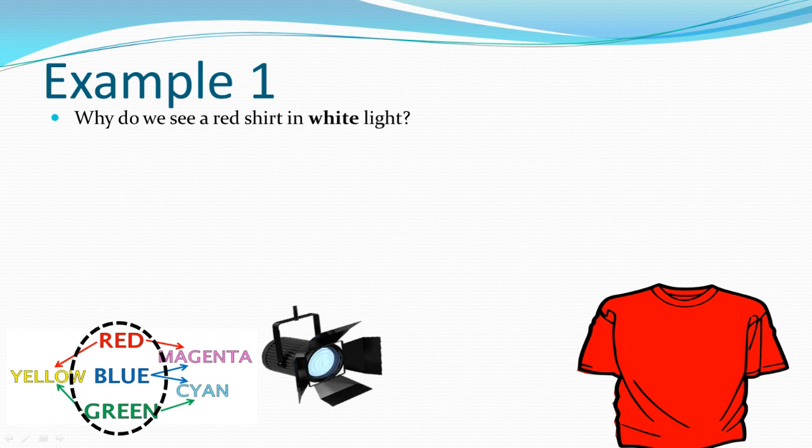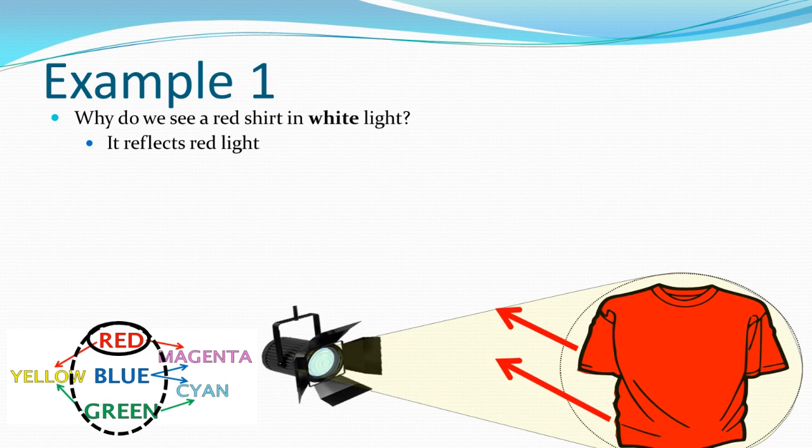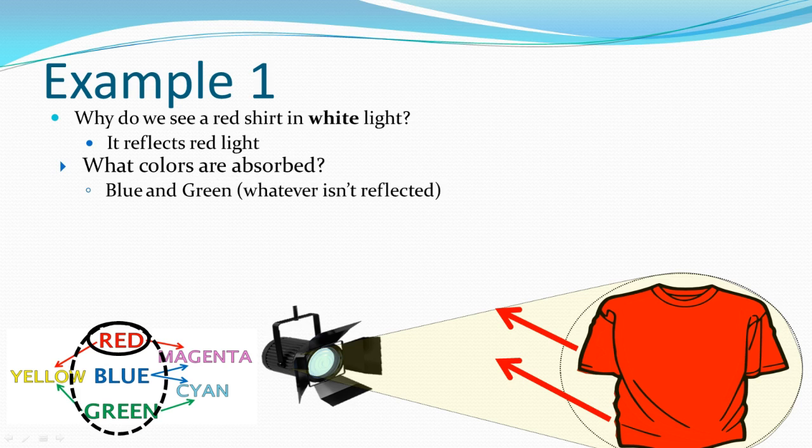Well, we have to look at the type of light that's hitting it. White light contains red, blue, and green, so it contains those three colors right down the middle. Well, if it's a red shirt, that means it's going to reflect that red light. It can reflect red light because it's given red, blue, and green. So it's reflecting red. If we're seeing red, that means it's absorbing blue and green. That's why we don't see the blue or the green.